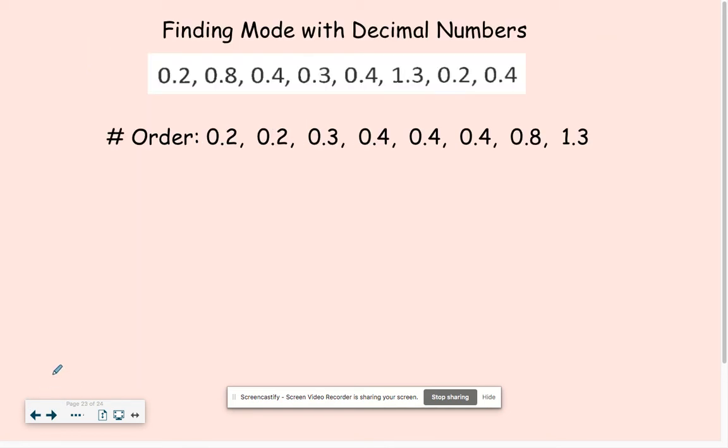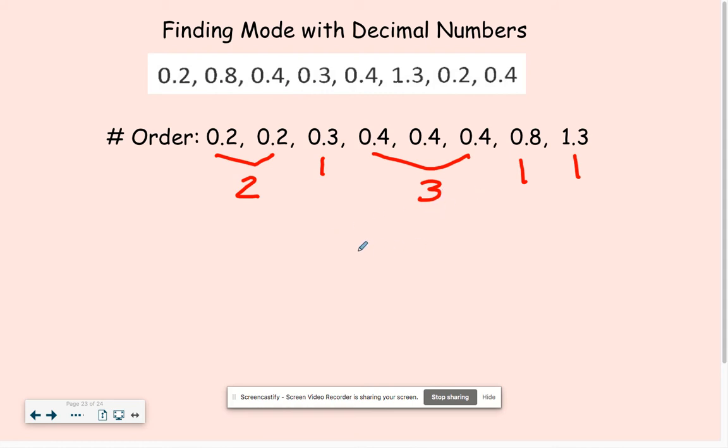If we're looking at decimal numbers, we can find the mode again. Putting your numbers in order from smallest to largest helps to find the mode of these. So 0.2 shows up 2 times. This shows up once. 0.4 shows up 3 times. And 0.8 and 1.3 each show up 1 time.